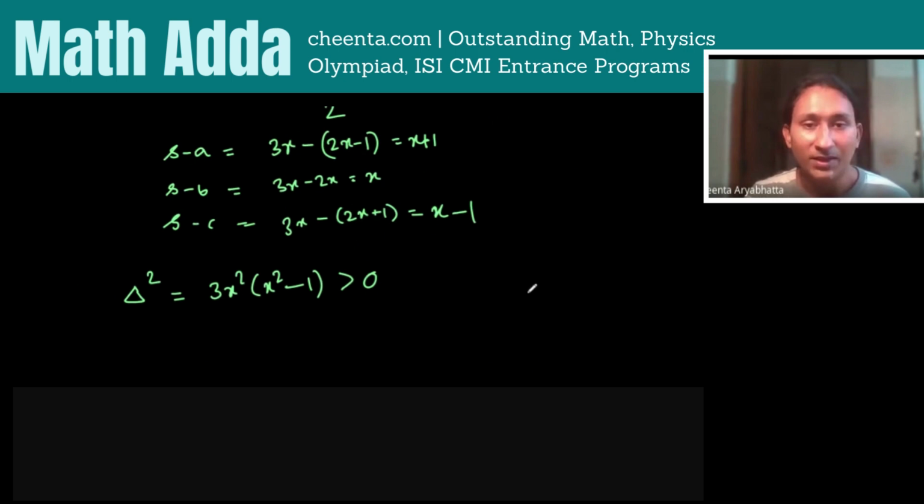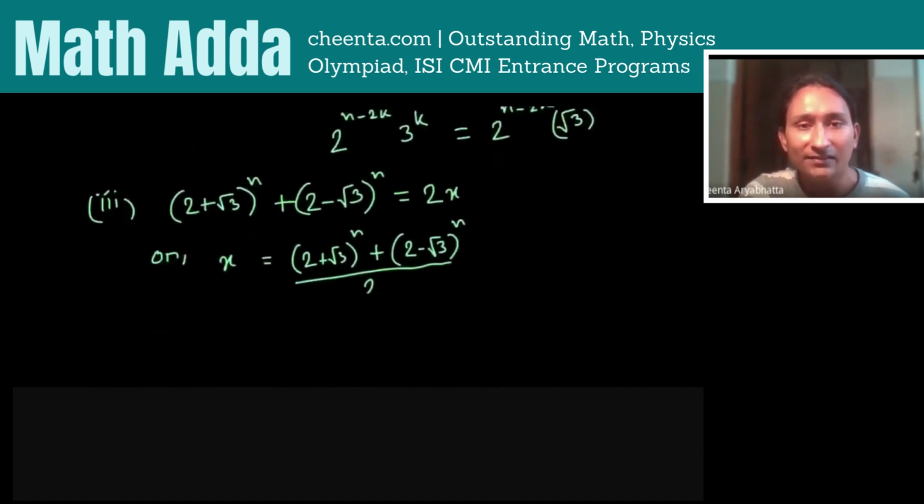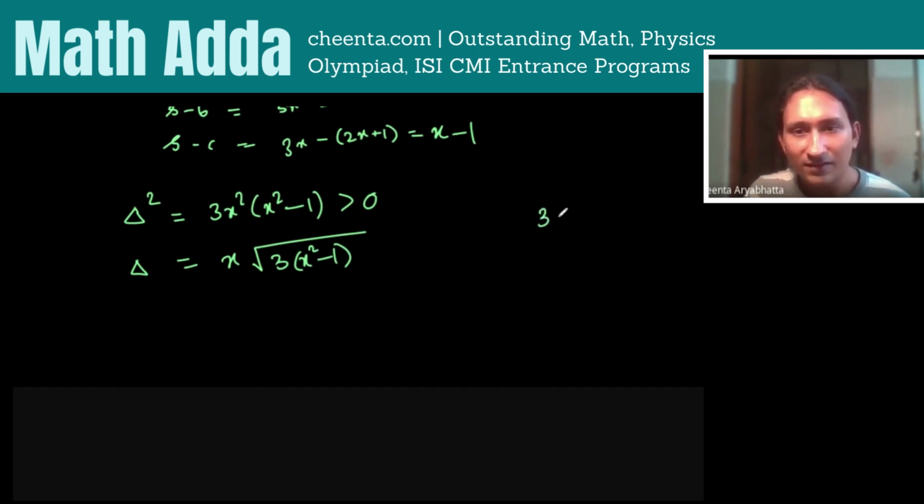And there's more actually. So x is a positive integer, so 3x squared times (x squared minus 1) is also a positive integer. Oh no, you have to check if the root is positive. Fine. Integer area and inradius. So what you need to check is whether delta is an integer. So you need 3 times (x squared minus 1) to be a perfect square.